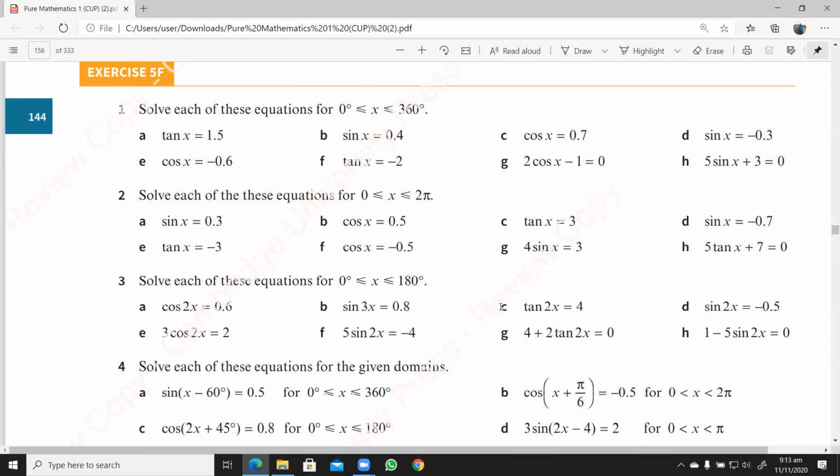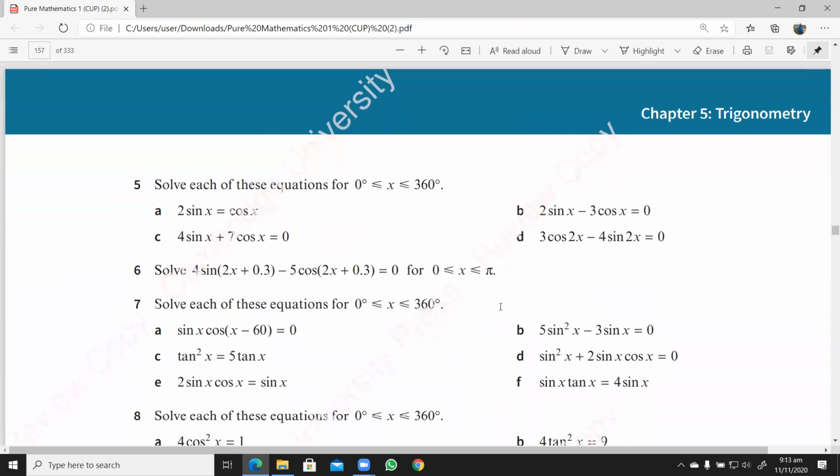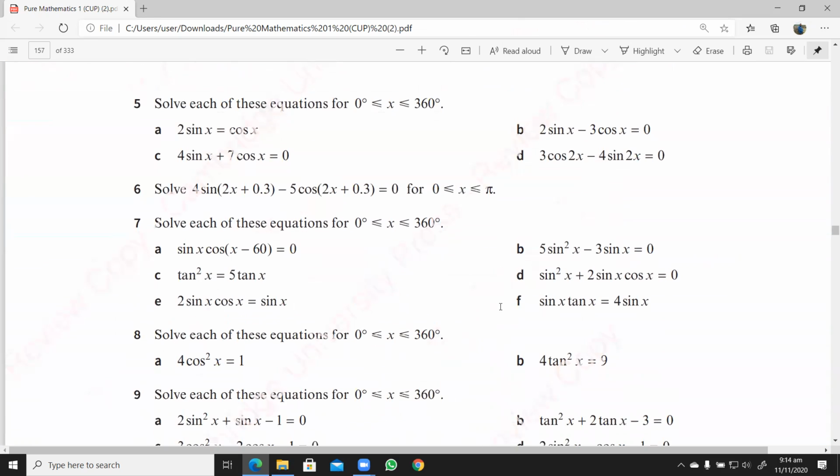If you look at these first two questions, we started with the simplest form of these trigonometric equations where you had tan x, sine x, and cos x equal to something. Then in question number 3 and 4, we have seen how to deal with the composite angles or the compound angles. Now look at question number 5, 6, 7, and onwards.